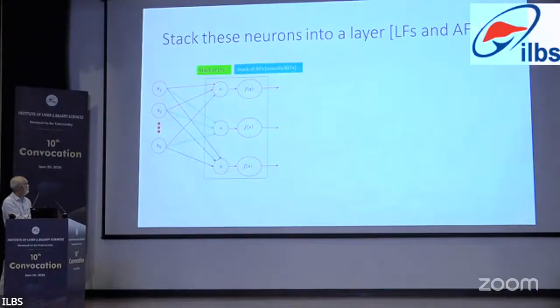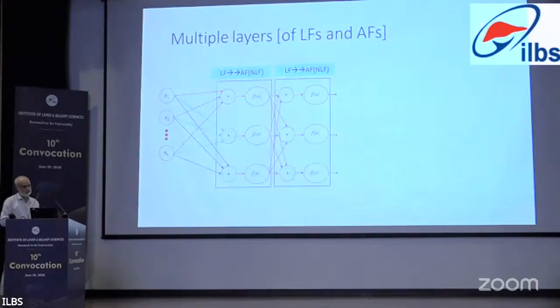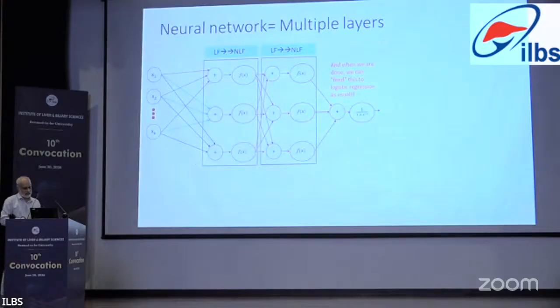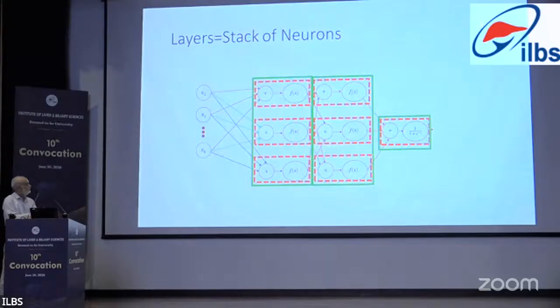So this is one layer, another layer. Each layer has a stack of neurons. Each neuron has linear, non-linear, or activation function. And then when we have selected the number of layers, then feed into the logistic part. A stack of neurons is called a layer. So this green part is one layer, second layer, third layer.